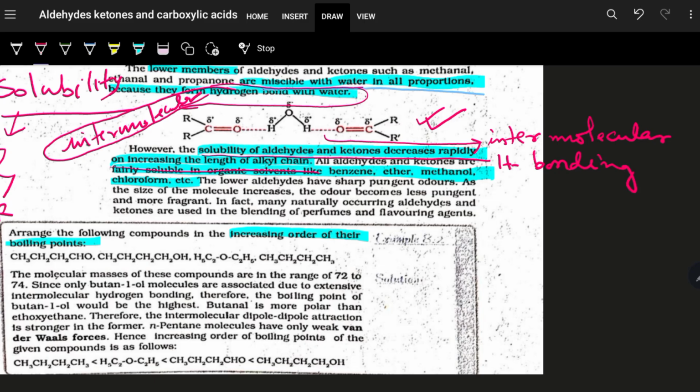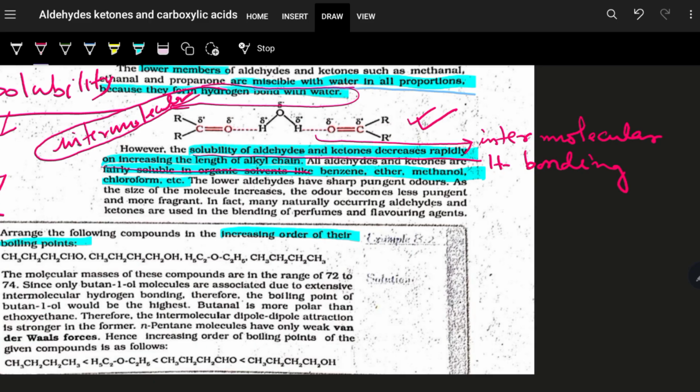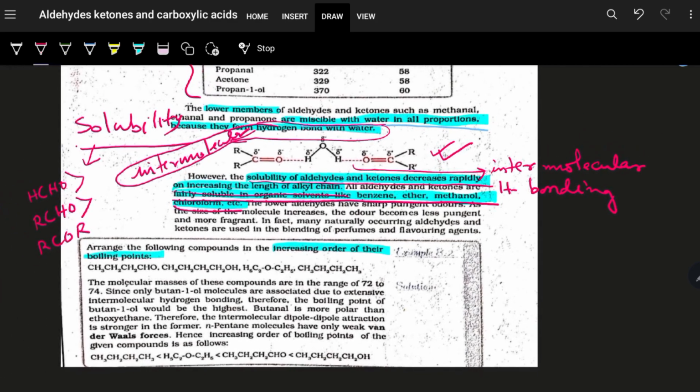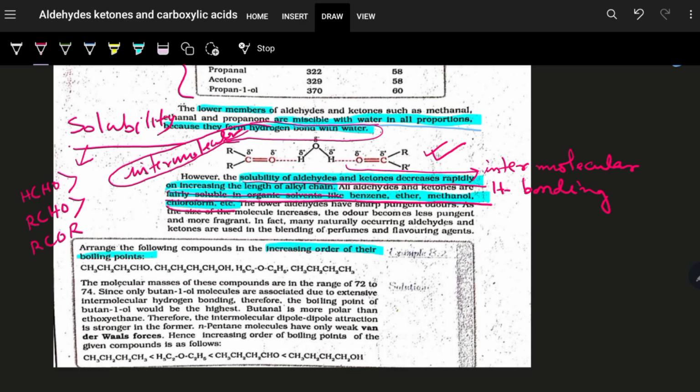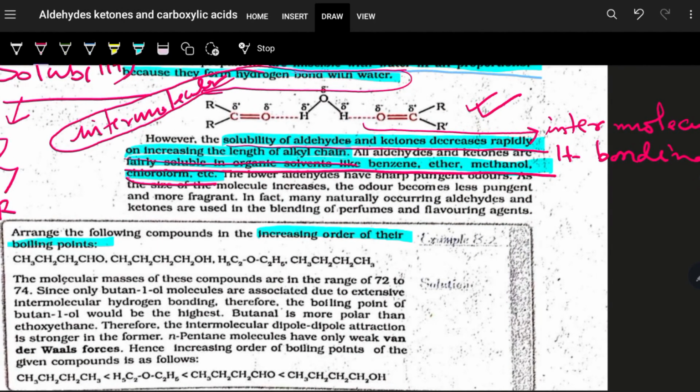Next, aldehydes and ketones are fairly soluble in organic solvents like benzene, ether, methanol, chloroform, etc. Remember that organic solvents can dissolve all organic compounds. So the solubility in organic solvents is quite fair.